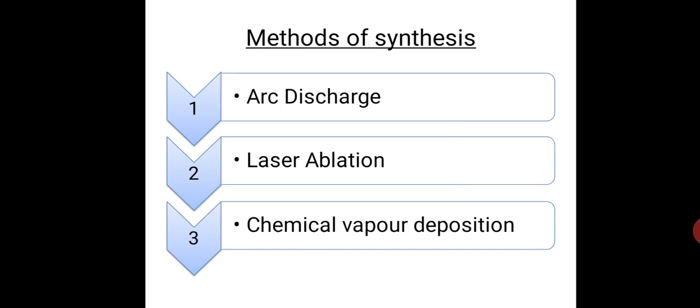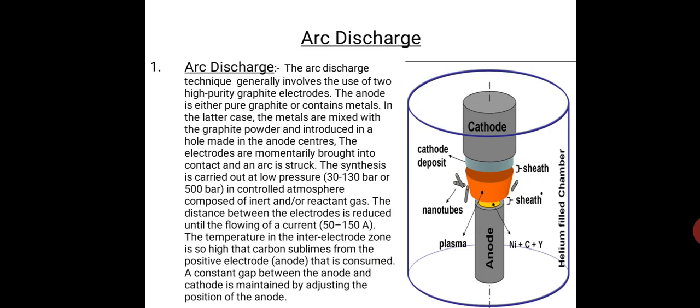So there are three types of synthesis methods: one, arc discharge method, two, laser ablation, and three, chemical vapor deposition. So coming to the arc discharge method, the arc discharge technique generally involves the use of two high purity graphite electrodes. The anode is either pure graphite or contains metal.